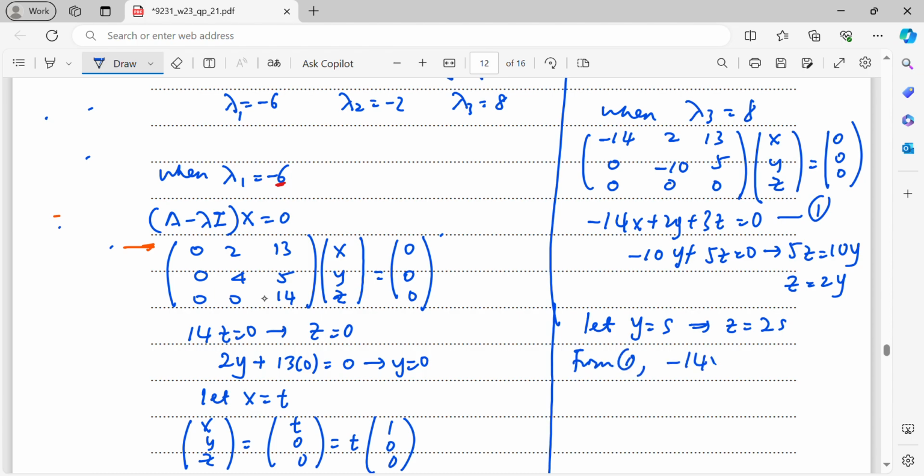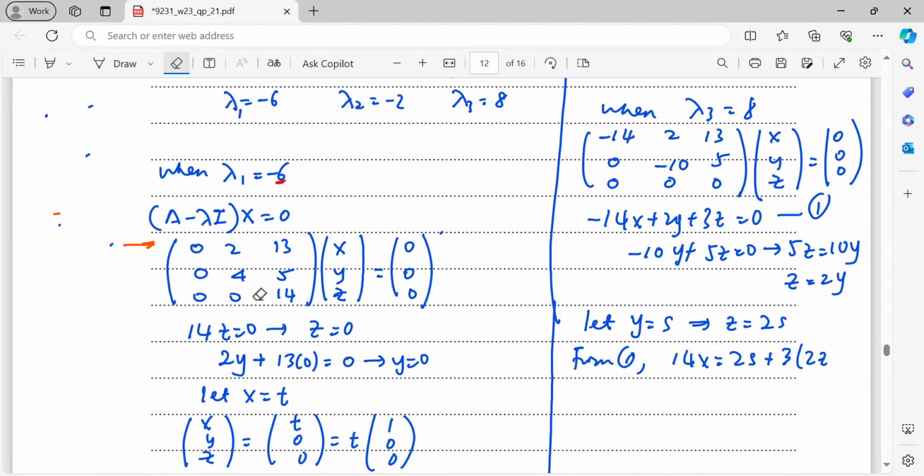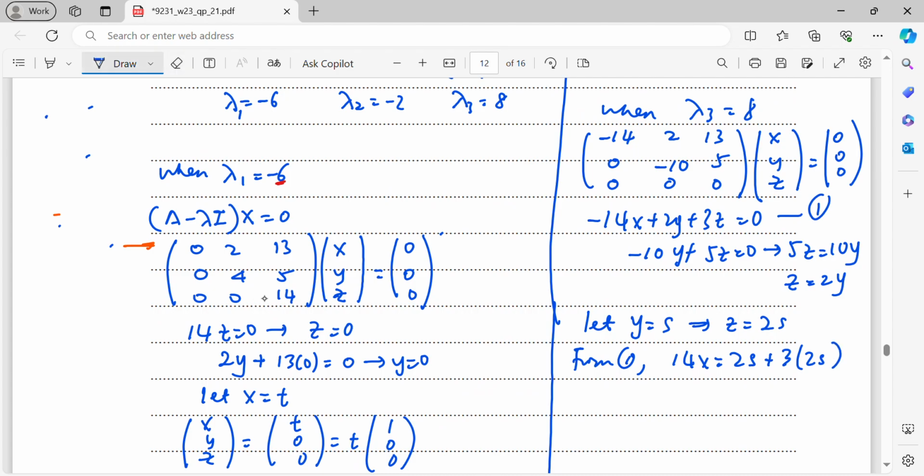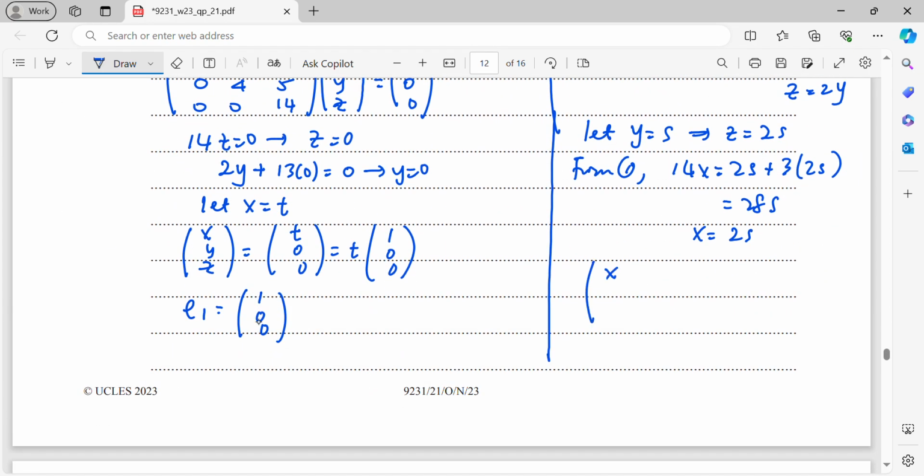I'll get -14x, so the 14x I will move to the other side. So 14x equals 2y plus 3z. Z is replaced by 2s. Therefore, from here you will get 28s, so your x will be 2s. So then rewrite the solution: x is 2s, y is 1s, z is 2s. Then now take out the s, 2, 1, 2. Then from here I get my E3 equals (2, 1, 2).